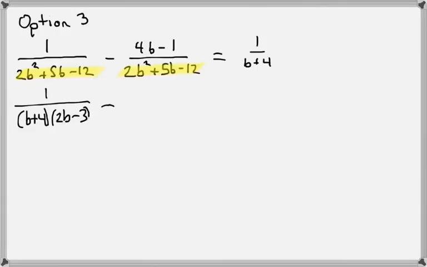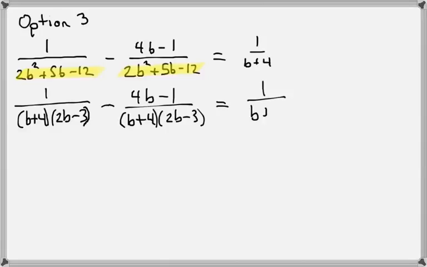If you need to see how we factored that, just back the video up to option 1, and you can re-watch how we factored that. So now we have a 4b minus 1 over, the factored form of that was (b plus 4)(2b minus 3). Here we have the 1 over b plus 4. We are missing that 2b minus 3, so to get our common denominator, that's what we multiply top and bottom by.